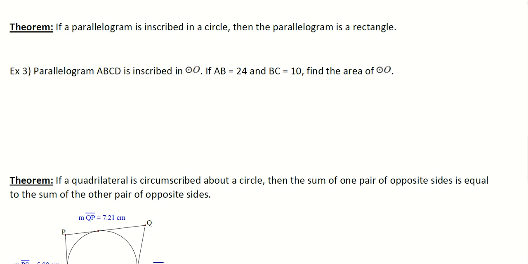And this leads us to our next theorem. If a parallelogram is inscribed in a circle, then the parallelogram is a rectangle. Now remember, a square is also a rectangle, so it could be a square too.